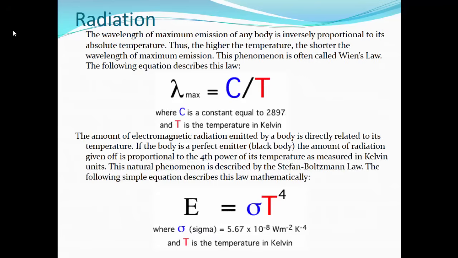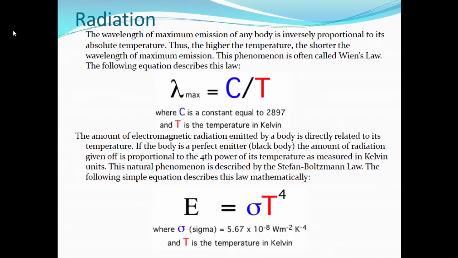Now, some complicated equations, not equations that you'll have to memorize or have to be able to solve, but they talk about two different concepts of radiation that you do need to understand. The wavelength of maximum emission of any body is inversely proportional to its absolute temperature. Thus, the higher the temperature, the shorter the wavelength of maximum emission. This phenomenon is also called Wien's law. The following equation describes that law.